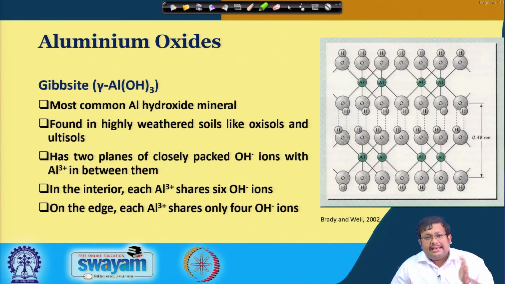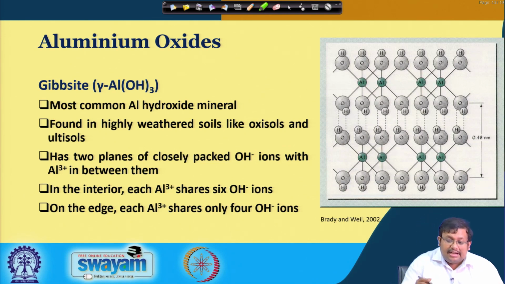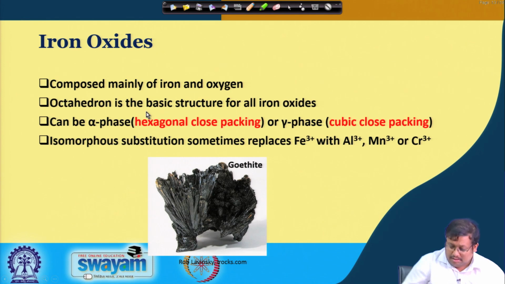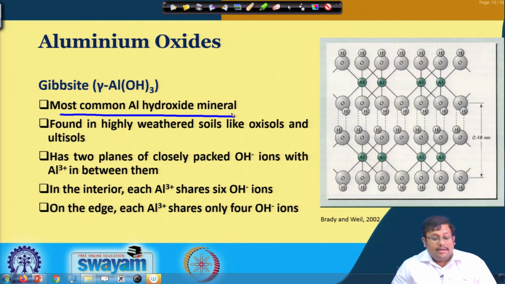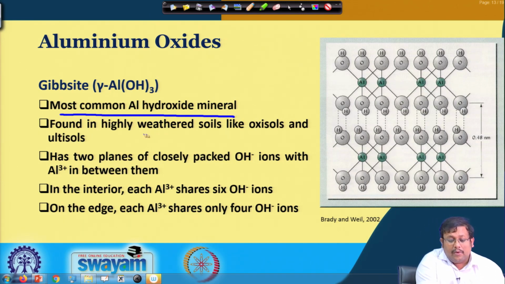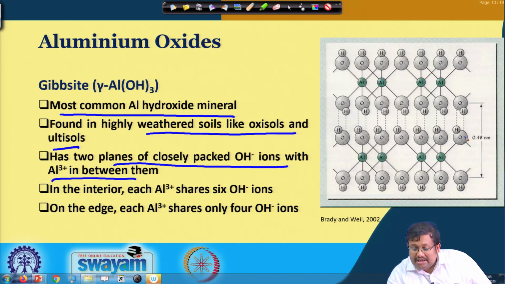Let us start with aluminum oxides or gibbsites. Gibbsite is the most common aluminum hydroxide mineral. It is found in highly weathered soils like oxisols and ultisols, and it has two planes of closely packed hydroxyls with aluminum in between them. So, you can see here these are closely packed hydroxyls with aluminum in between them. It is a dioctahedral kind of structure and the d-axis spacing is 0.48 nanometer.